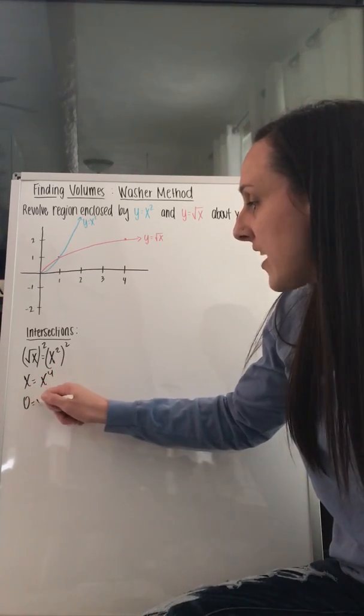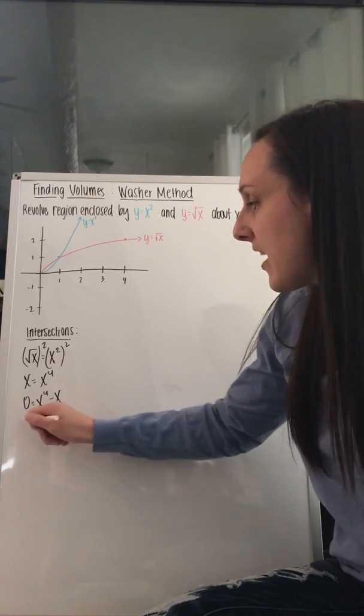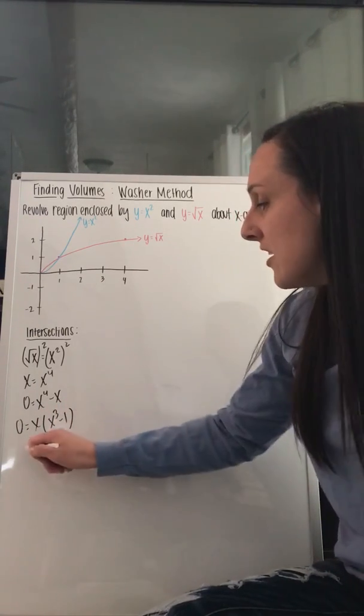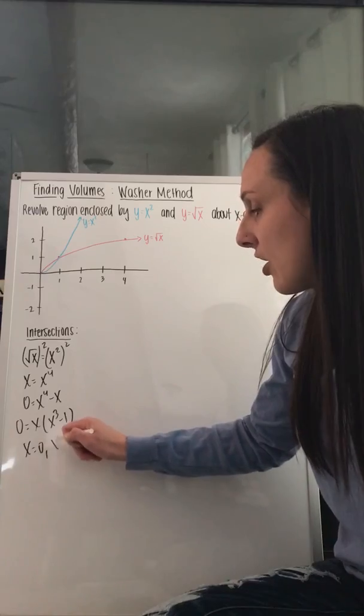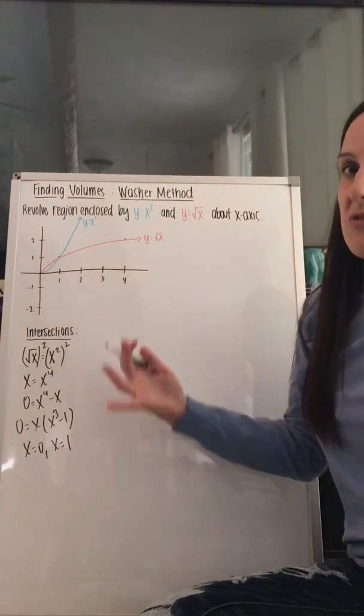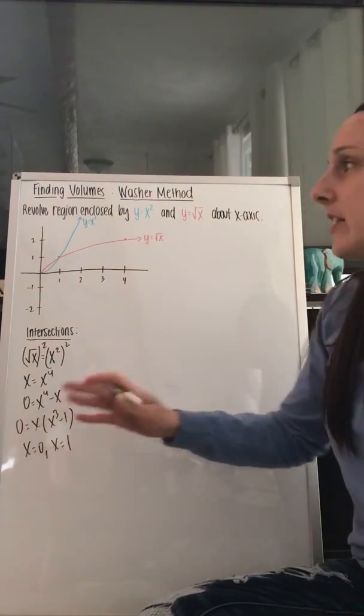I'll move everything to one side. So 0 is equal to x to the fourth minus x. Factor out an x, so x times x cubed minus 1. Set those both equal to 0. Our bounds are going to be between the x value of 0 and the x value of 1, which we should be able to confirm graphically, but just to confirm algebraically.